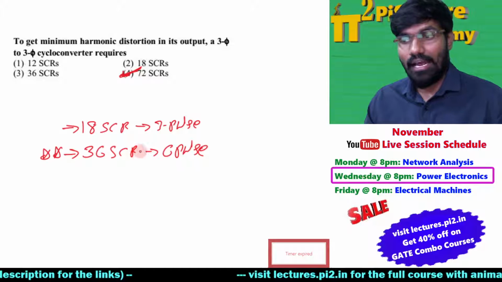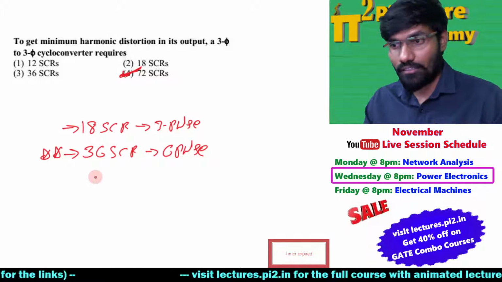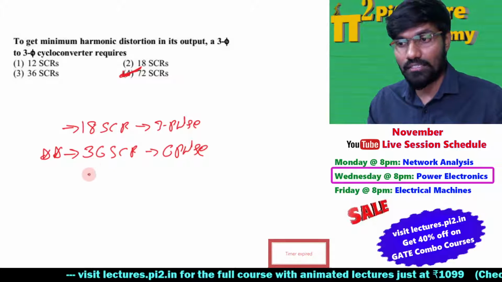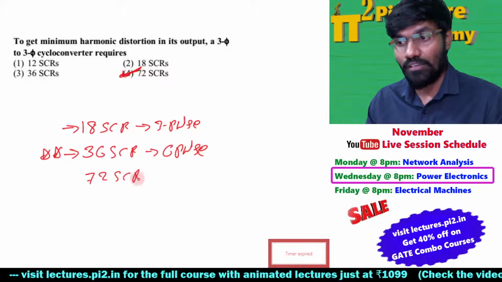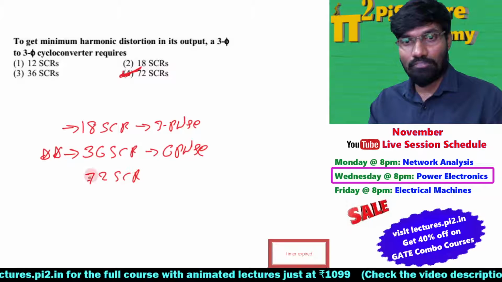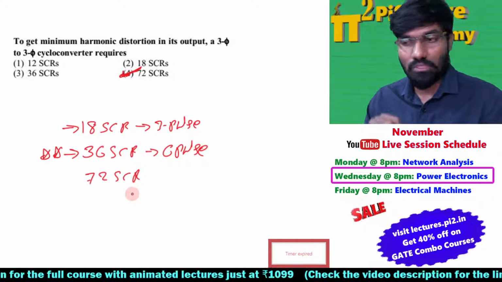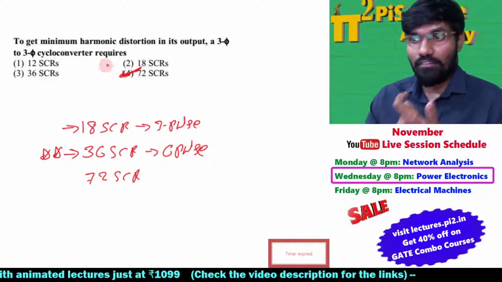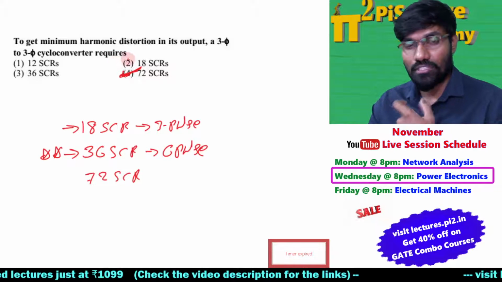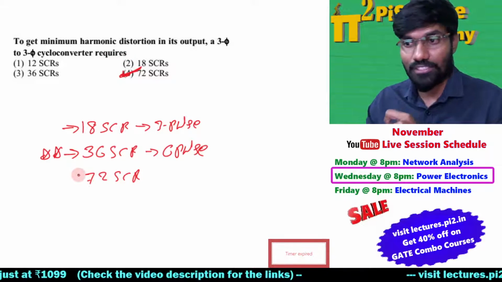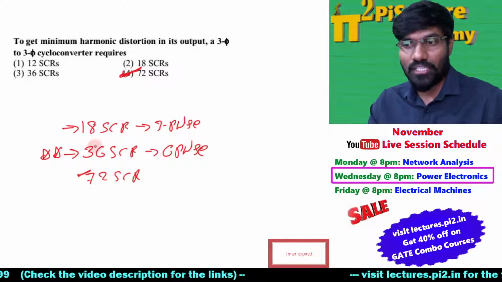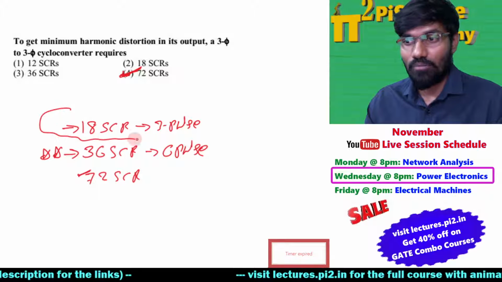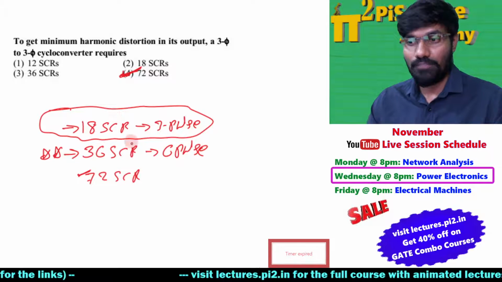If you want even better output, with fewer harmonics, you go for double this, that is 72 SCRs. Of course, as you increase the number of SCRs, complexity is going to increase a lot. But you want an effective harmonic-free, distortion-free output, so you will get it with this. Generally the 36 SCR version is the most preferred, and this is what most of you might have studied.